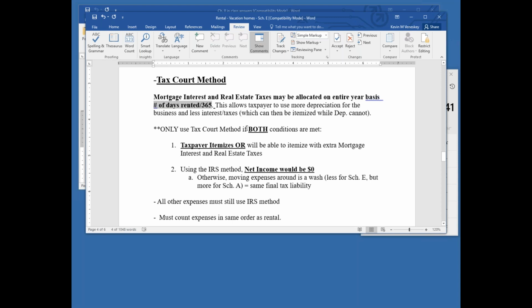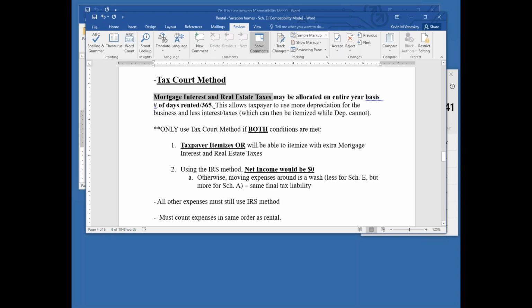So with both conditions, meaning the taxpayer must itemize. If the taxpayer doesn't itemize, then it does no good to move these to Schedule A if you're not going to itemize anyway. You might as well keep as much as you can on Schedule E, where you can take a deduction. So it does no good to use the tax court method if you don't itemize, or you won't, if maybe you're just on the cusp, and with that extra amount of mortgage interest and real estate taxes you would be able to itemize. Then it's okay.